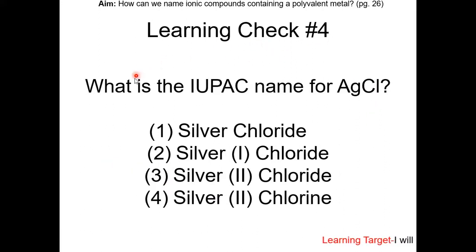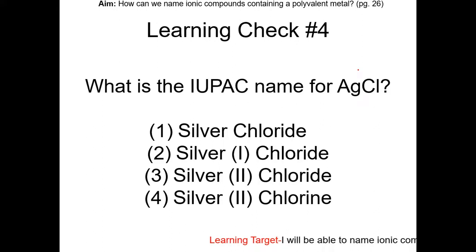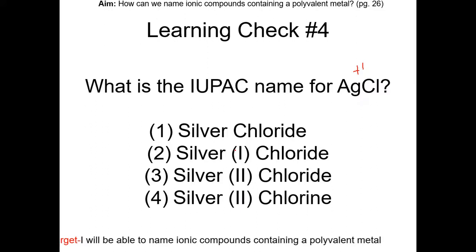Learning check number 4. What is the IUPAC name for AgCl? Pause the video and resume once you complete this. So if we crisscross backwards, Ag will have a charge of +1. If you look at the periodic table, Ag, which is silver, is not a polyvalent metal. So you do not need the Roman numerals, so the answer is choice 1.